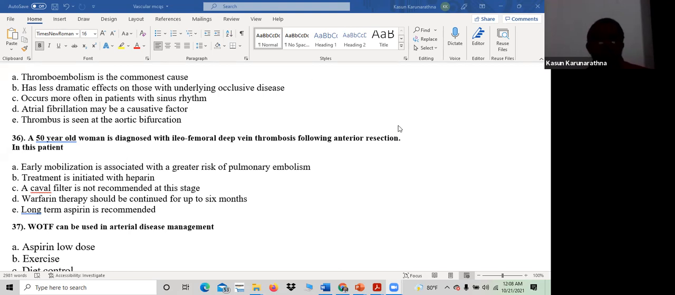It's true. Warfarin therapy should be continued for up to 6 months. True. Long-term aspirin, that is false. You don't give antiplatelets. Why would you give antiplatelets for DVT? It's a thrombus, no? It's anticoagulation, right?